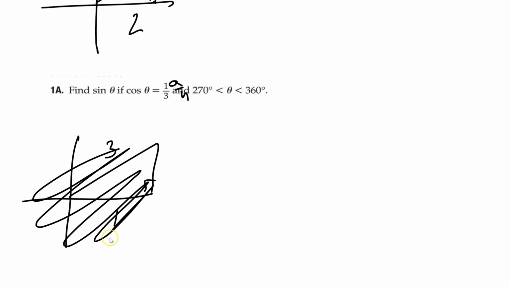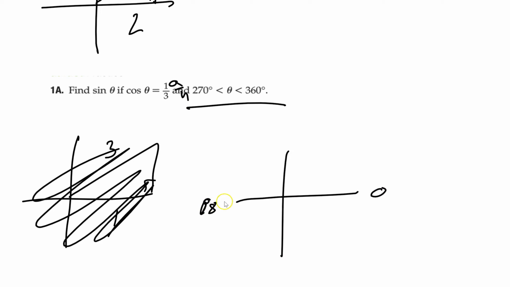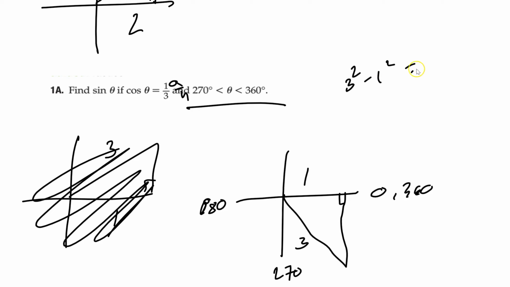And actually I drew this in the wrong quadrant. Look what it says. 270 and 360. So 0, 180, 270, 360. So that should be down here. It's a terrible triangle. So TOA 1 and 3. Find the missing side. 3 squared minus 1 squared is going to be 8.